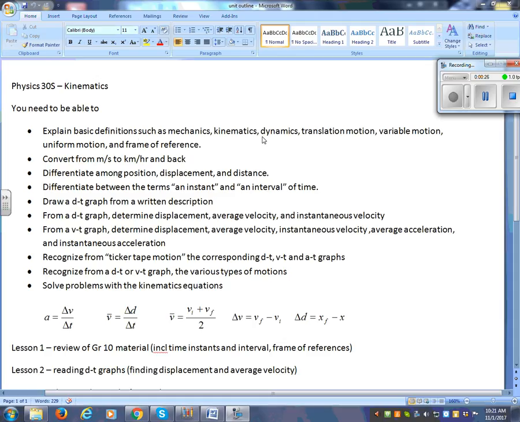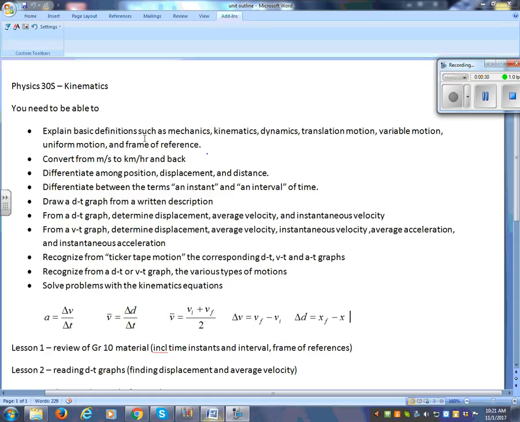You should be able to convert from meters per second to kilometers per hour and back. And of course that is times by 3.6 and divide by 3.6. Make sure you get the right order on your cheat sheet.